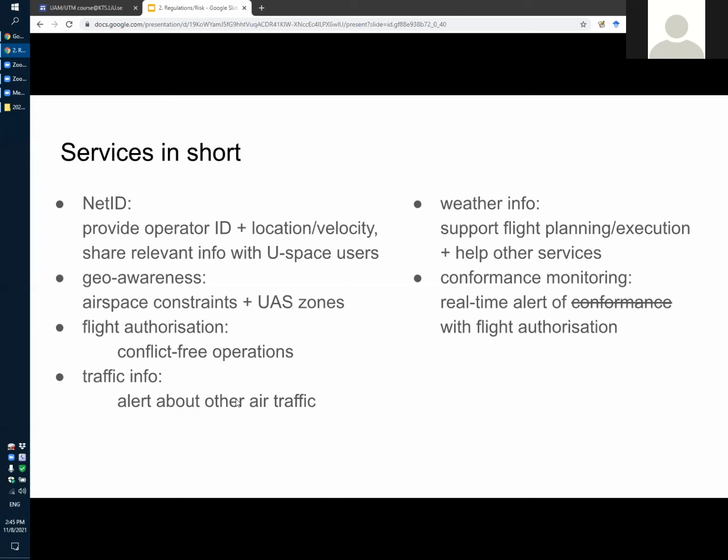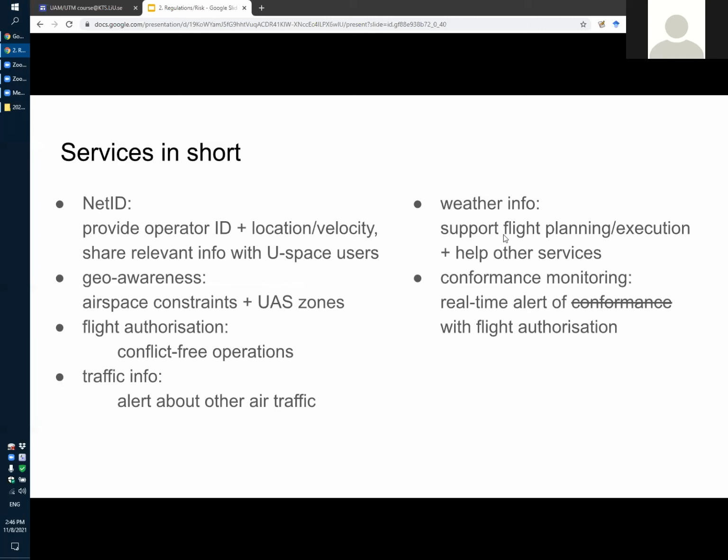And the traffic information service, it alerts about other traffic in the vicinity. So I don't know, these explanations, they are short, but I guess the namings of the services are pretty good. So they more or less explain what they are or what you have guessed.